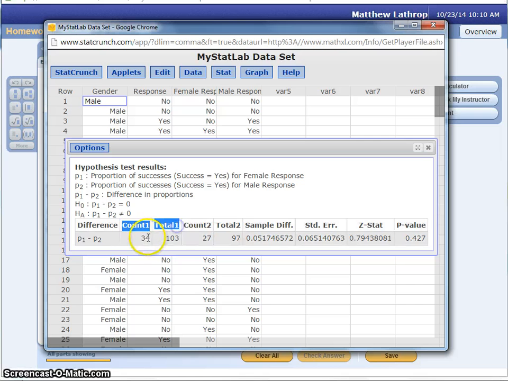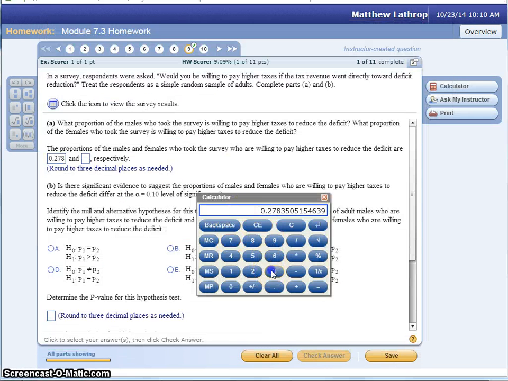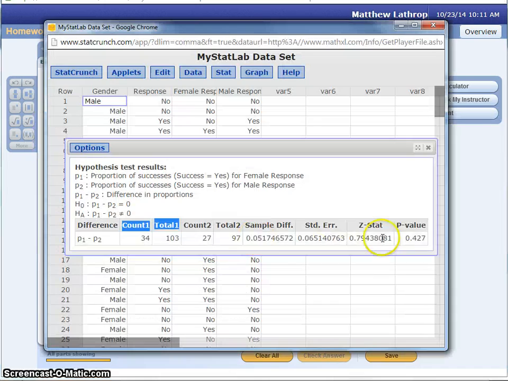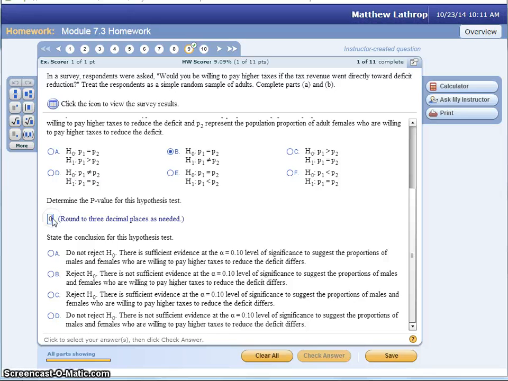For females, which is count one and total one, I need 34 divided by 103. Oops, let's clear that. I think it was keeping my previous number. So 34 divided by 103 is going to be 0.330. We're going to select the null hypothesis that they're equal, the alternative that they're not equal to each other. Determine our p-value, which is 0.427, which means we will not reject the null hypothesis. Meaning we want either option A or option D.